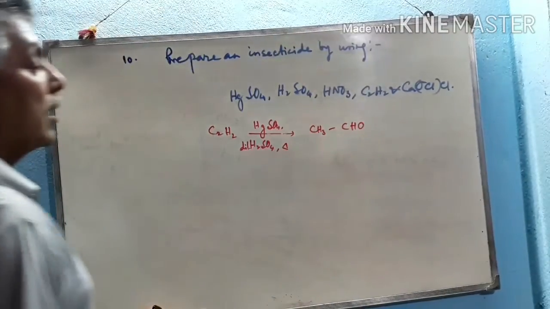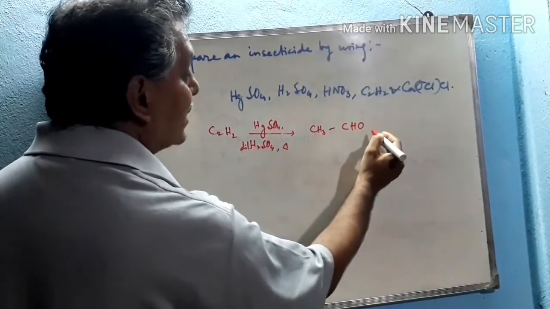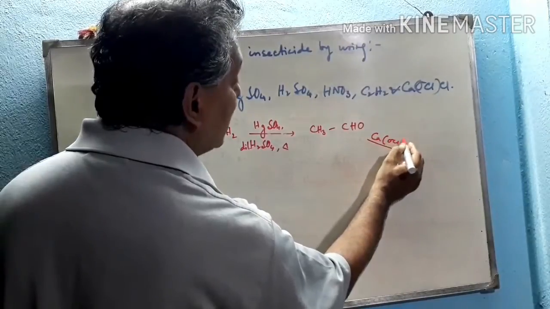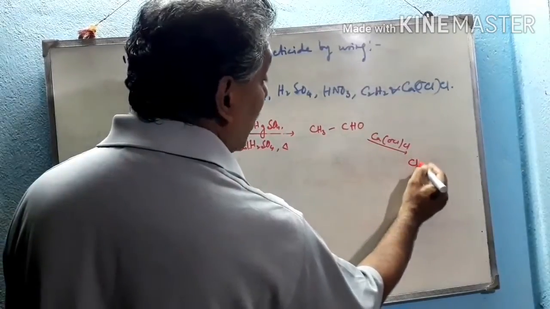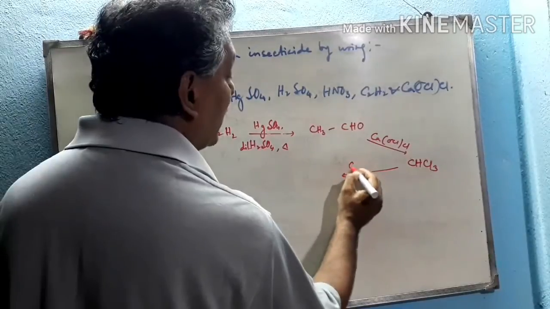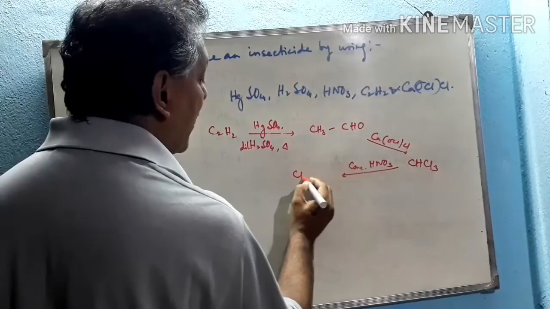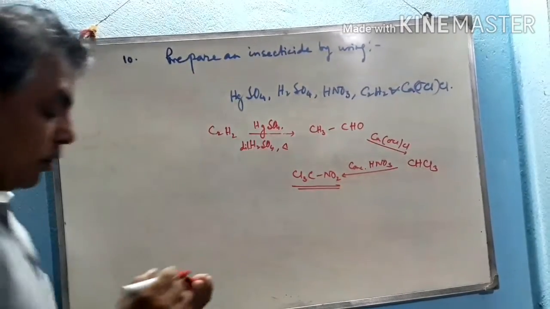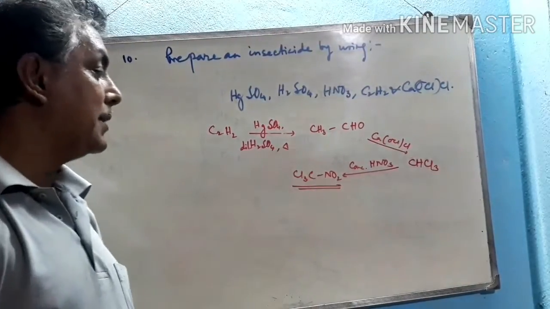This is the addition of a water molecule across the triple bond. So CH3CHO is first obtained. This when treated with bleaching powder solution, this is the haloform test, the product will be chloroform, CHCl3. And this chloroform when treated with concentrated nitric acid produces the insecticide chloropicrin, CCl3NO2. So by using these reagents we can prepare the insecticide chloropicrin.